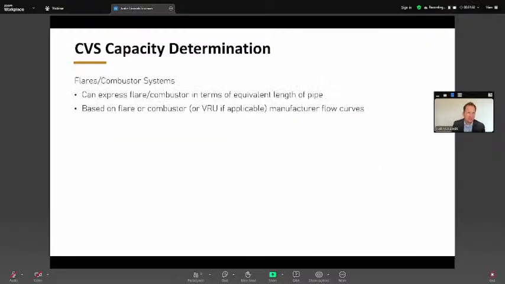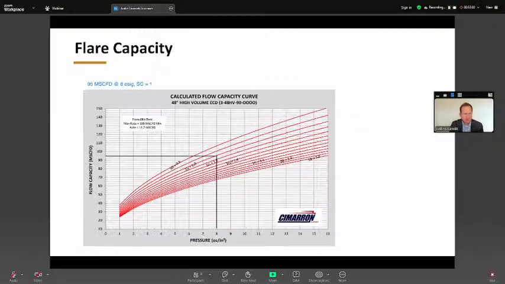The next thing is to look at our flares or our combustor systems, and we like to express that in terms of an equivalent length of pipe. So we base that upon a manufacturer curve, something like this, where we're actually able to look at, okay, what is the maximum relief device that we see? Let's say that our minimum relief device is set at 10 ounces, then it will probably start cracking around 9 ounces. So let's do our design base at 8 ounces. So we look at what that maximum flow rate is for a flare, and then we convert that into an equivalent length to determine what that capacity is.